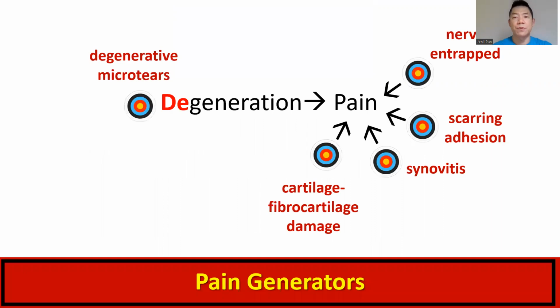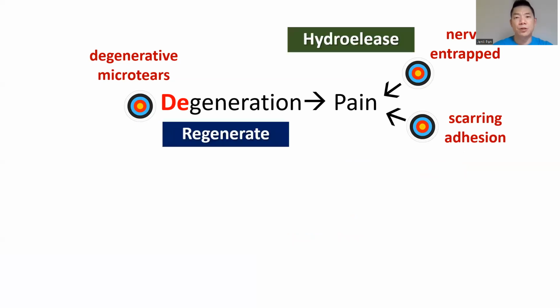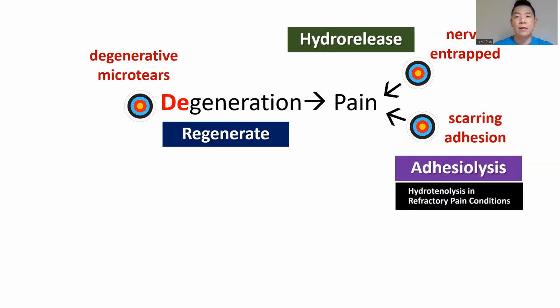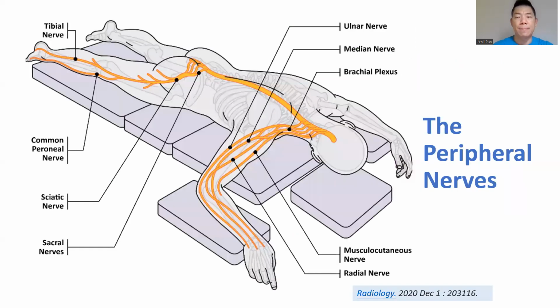So again, back to the previous slides showing that there are many pain generators for our pain patients, including degeneration, nerve entrapment, and scarring adhesion. So we have been discussing the nerve entrapment, scarring, adhesion, and degenerate microtear as well. And we use regenerate for degeneration, hydrorelease for nerve entrapment, and adhesiolysis or hydrotenolysis for refractory pain conditions. So now we go to hydrorelease for nerve entrapment.